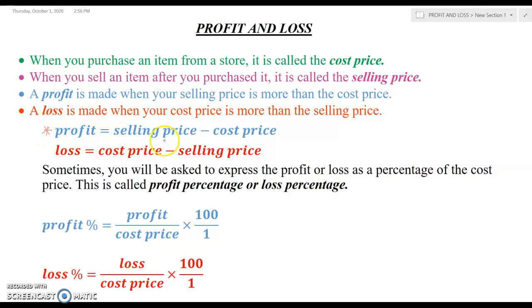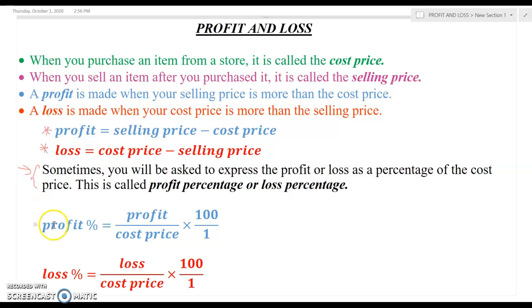So then here now, I have how to find profit. Profit is the selling price, take away the cost price. And the loss is the cost price, take away the selling price. And over here I have, sometimes you'll be asked to express the profit or loss as a percentage of the cost price. This is called profit percentage or loss percentage.